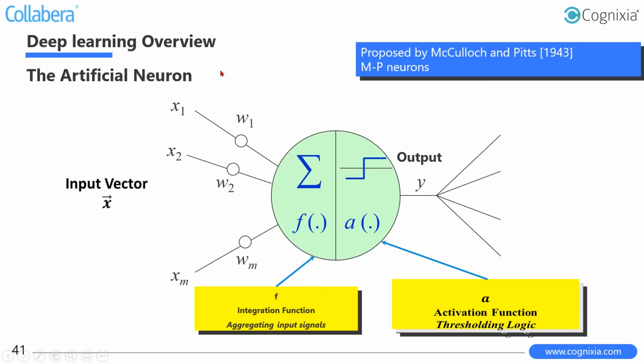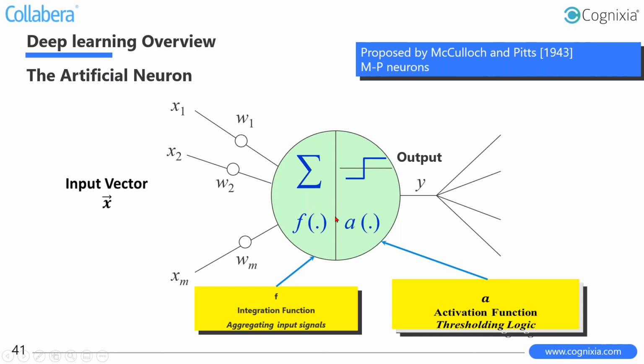You have inputs x1, x2, x3, which are nothing but features, the variables you give as input to the neuron, and you also have weights. We don't give the weights; it is so intelligent that it automatically adjusts the weights in every iteration when we run the model. This is a kind of black box algorithm. At the broader level, it has an integration function and an activation function.